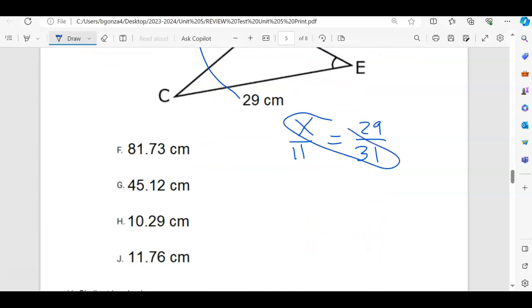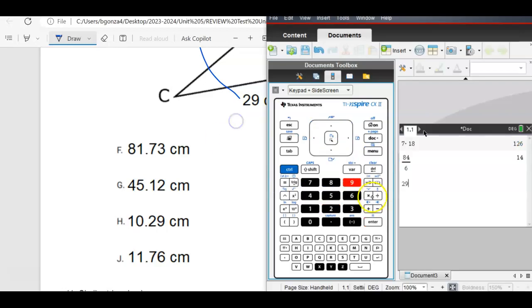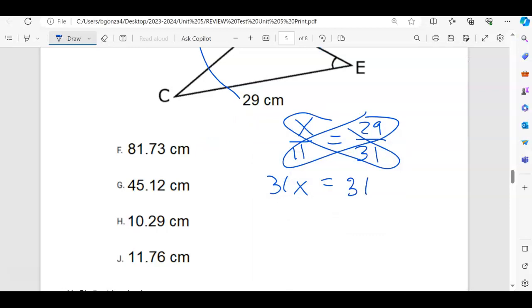Cross multiply and divide. x times 31 is 31x. 29 times 11 is 319. And then my last step to get rid of this coefficient 31 is to divide by 31.